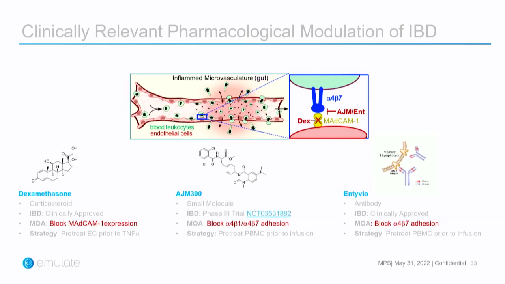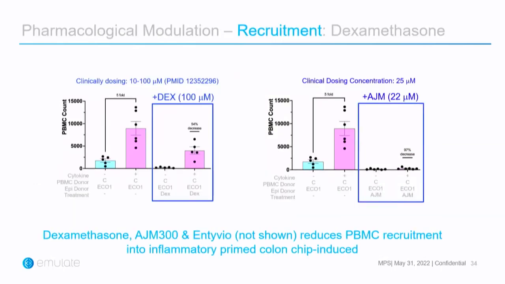So I'll tell you just a little bit of the data that we've generated. First, at the level of recruitment. Here you can see two sets of plots, both looking at the selective recruitment of immune cells in the absence and the presence of drug. You can see that dexamethasone and AJM both have pretty effective abilities to reduce the recruitment. But you also notice that we can get a sort of rank order. Clearly, dexamethasone is only about 50% effective, whereas AJM is about 90% effective.